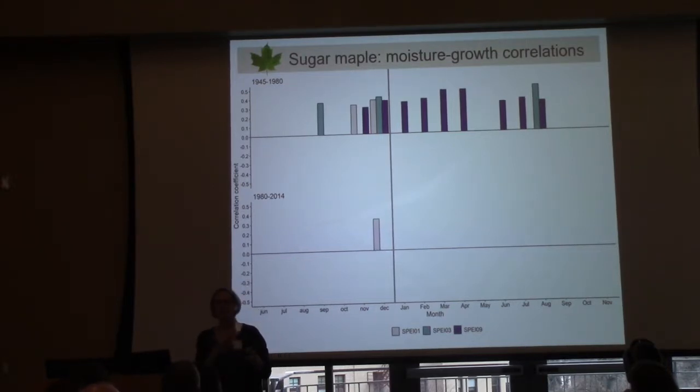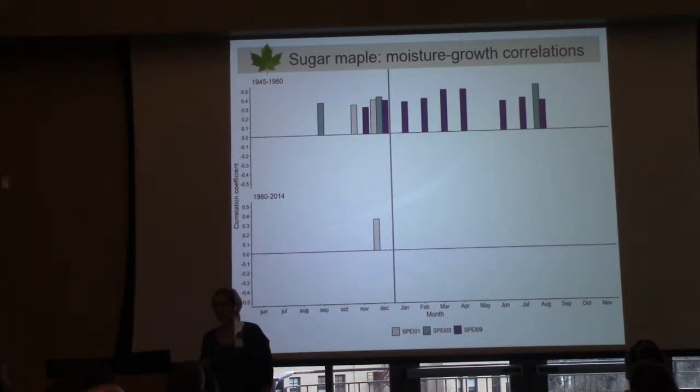We did also have significant correlations with precipitation and the six-month time step, but in order to reduce redundancy, we are just focusing on these for today. And these are significant correlations only. So what's most evident is that there are two halves of the chronology. There's this first half up here, 1945 to 1980, and then the bottom plot shows 1980 to 2014.